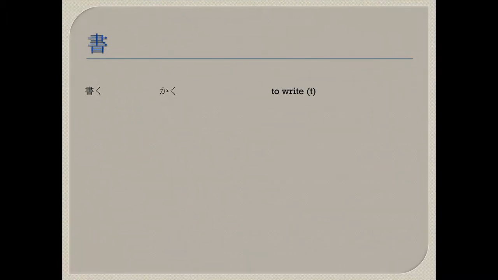This kanji means to write and is read as kaku. This kanji means to read and is read as yomu. This kanji is used in the vocabulary item kunyomi, which means the Japanese reading of a kanji. This kanji means sound and is read as oto. It's also used in the vocab item onyomi, which means the Chinese reading of a kanji.